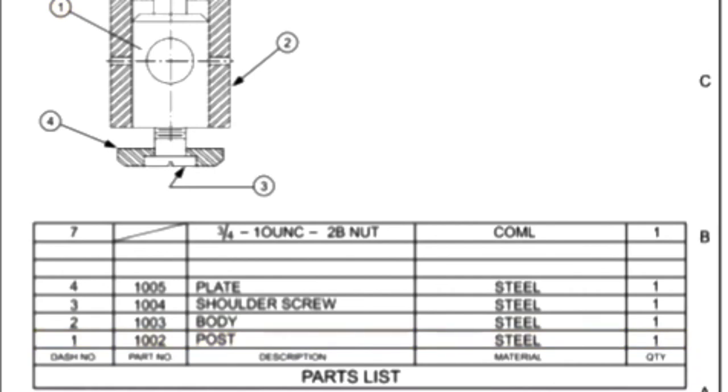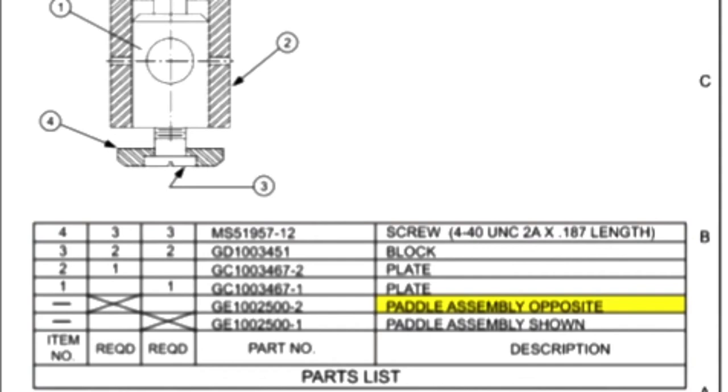Other useful information typically found in the parts list are material, material specs, heat treatment requirements, size, weight, flag note indicators, and finishing processes. For drawings that show multiple configurations of an assembly, additional columns indicate the quantities of subcomponents that make up each assembly.